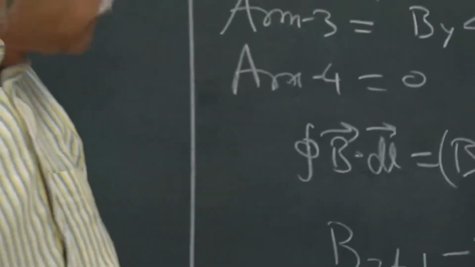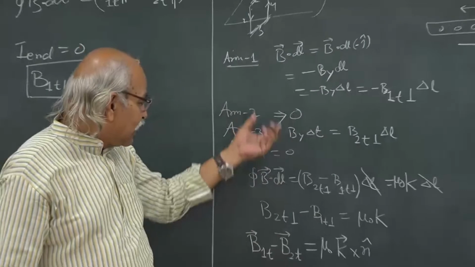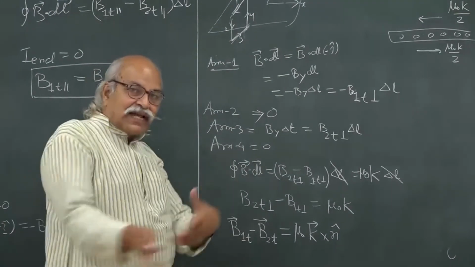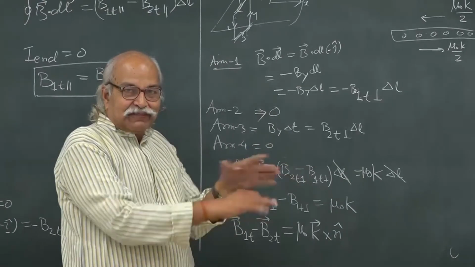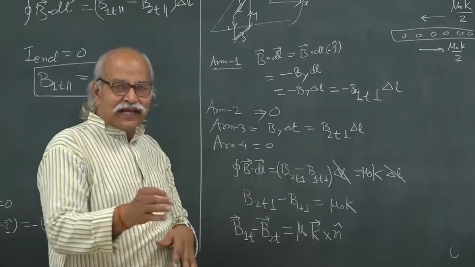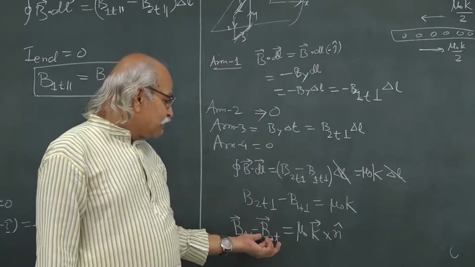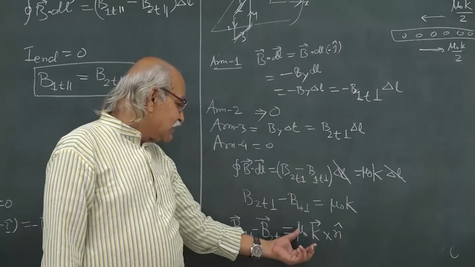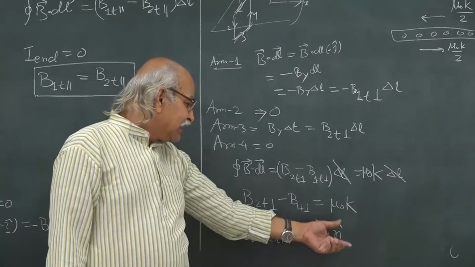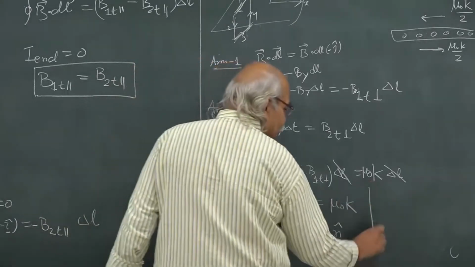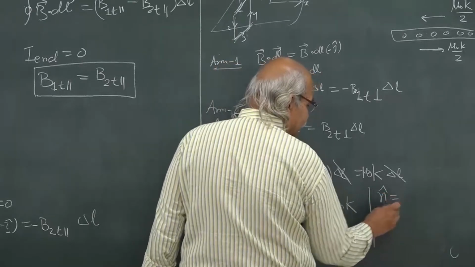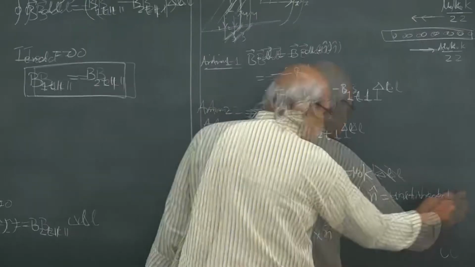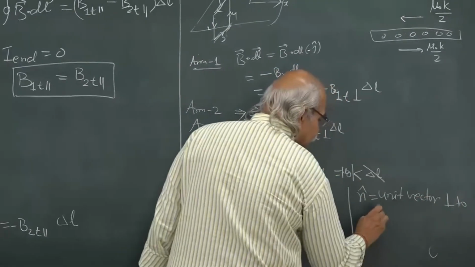So even if you do not write perpendicular and parallel and just write the tangential component, whatever tangent direction you take, parallel to the surface, this difference will be the same, and you can write it as mu naught K cross n. What is this n vector? This n is a unit vector perpendicular to the surface.